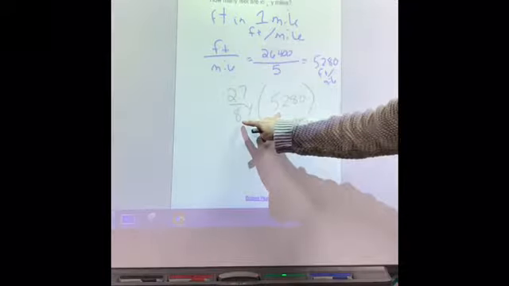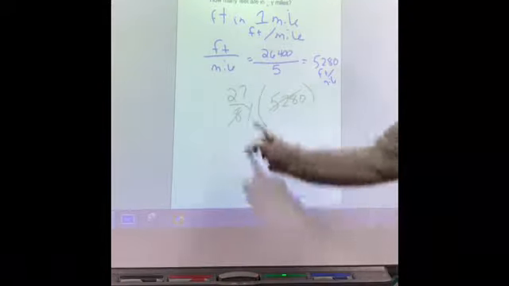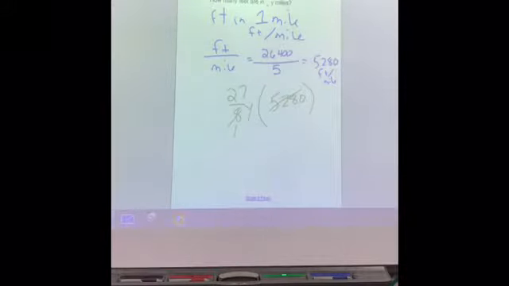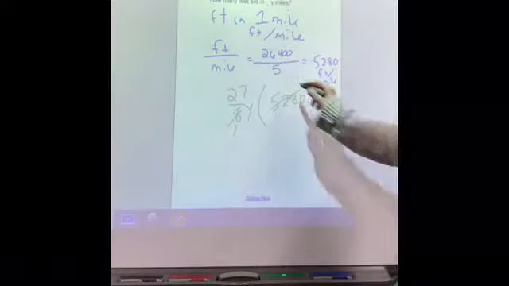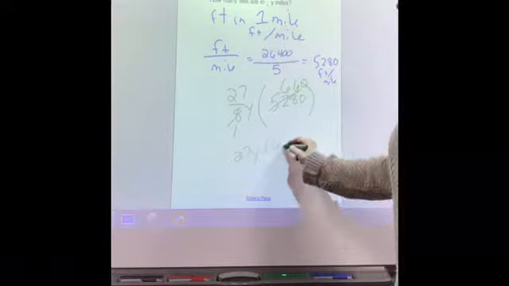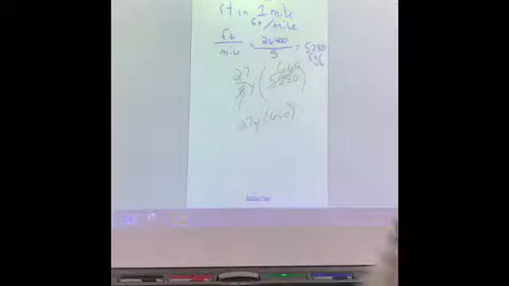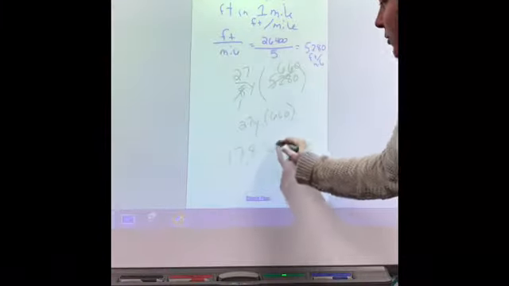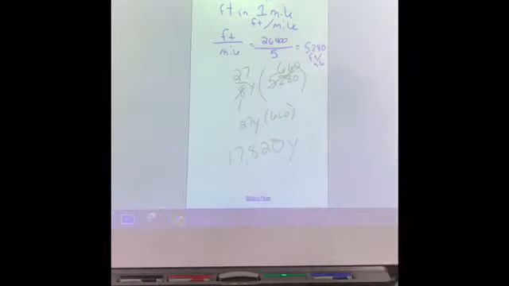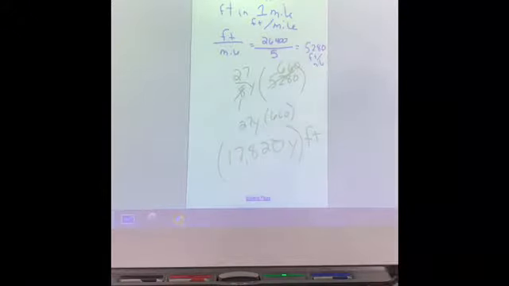I can cross reduce. I can divide 5,280 divided by 8. So I'm going to do that. 8 divided by 8 is 1. 5,280 divided by 8 is 660. So I'm left with 27y times 660. I'm going to use my calculator. 27 times 660, it's 17,820. I can't lose my variable. I make sure to put my variable in there. I have a variable, so I'm not going to worry about a sentence, but I do need a label.